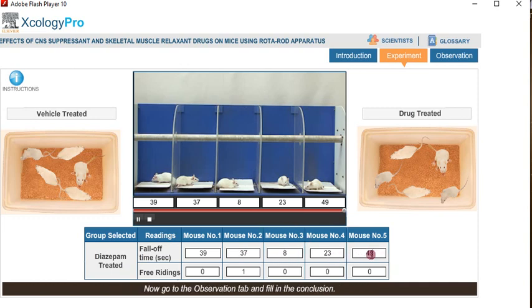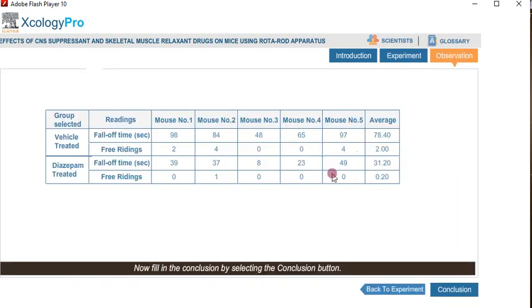So you have to go as per instruction. Now go to the observation tab. You have entered everything in this section. Now go to observation tab. So you have entered there vehicle treated mice average, and diazepam. Diazepam is a drug which has CNS suppression and muscle relaxant activity. So you can see by comparing this data, you have a free riding average, there is free riding less with the diazepam. Similarly, the follow-up time is 78, and now the follow-up time is 31.